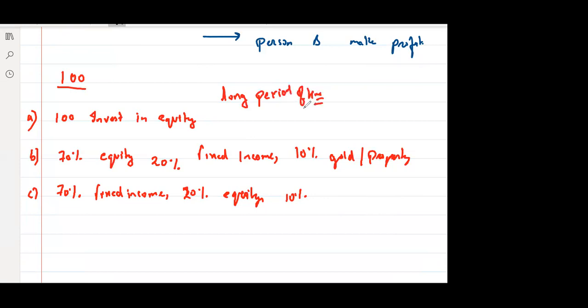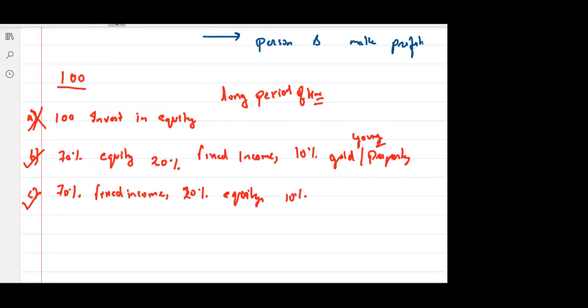Right? Yes. So when you are young, you should invest more in equity, right? So the first option, you should not use 100% equity. So either you choose this or this. Now this is for young people, because they can invest for a longer period of time.